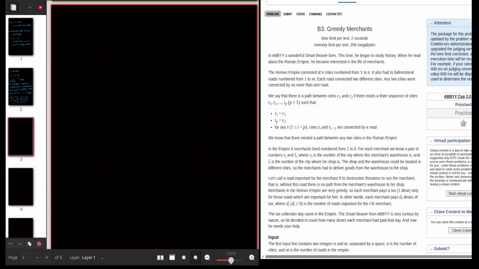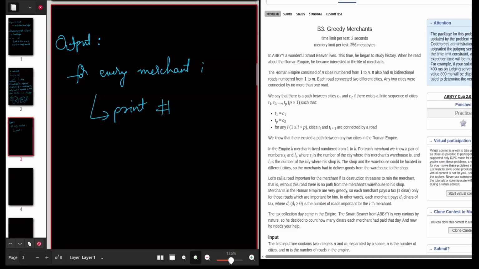And what is our target? The output is, for every merchant i, we have to print the number of important roads for that merchant.